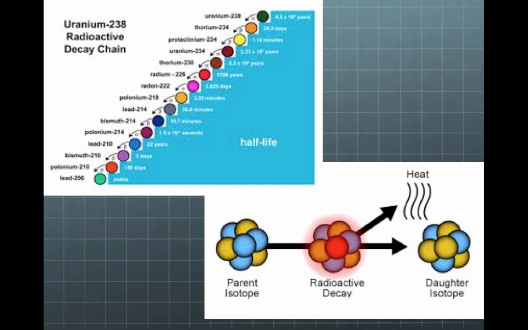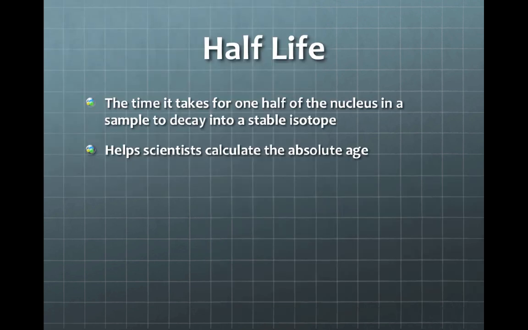Uranium-238 goes under radioactive decay and becomes lead-206. This process takes millions of years and will change 14 times before it becomes lead-206. The half-life for this process is 4.5 billion years. So it takes 4.5 billion years for each of these steps. Scientists use half-life to calculate the absolute age of a substance. A half-life is the time it takes for one half of the nucleus in a sample to decay into a stable isotope.